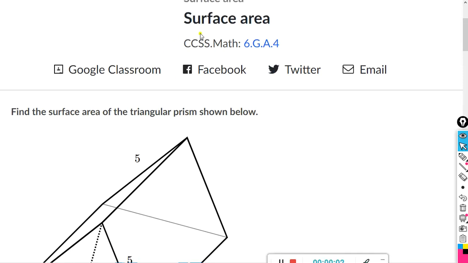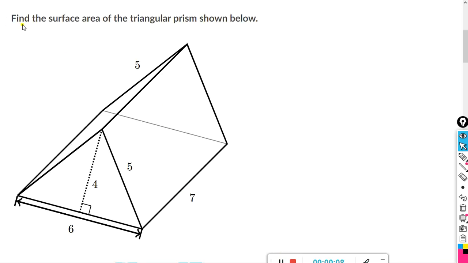This will be for the exercise on surface area. They want us to find the surface area of the triangular prism below. There is a formula for this, but I would just like to do these by adding the area of the faces. This is a triangular prism, which means that the triangle in the front is going to match the triangle in the back.